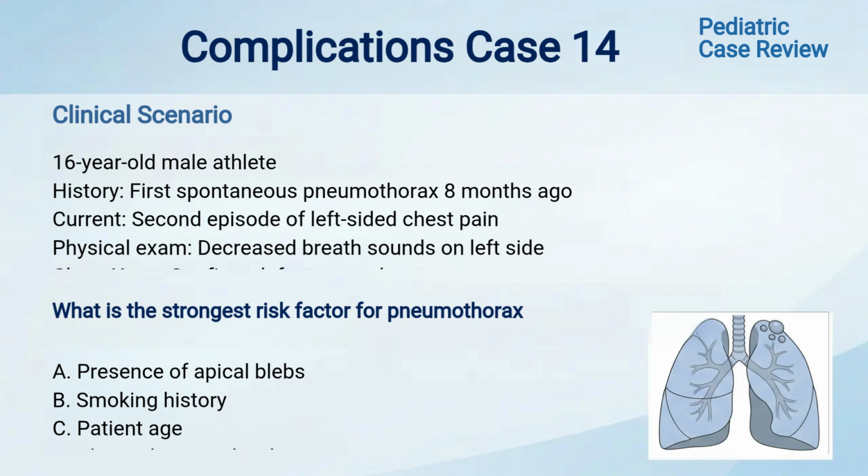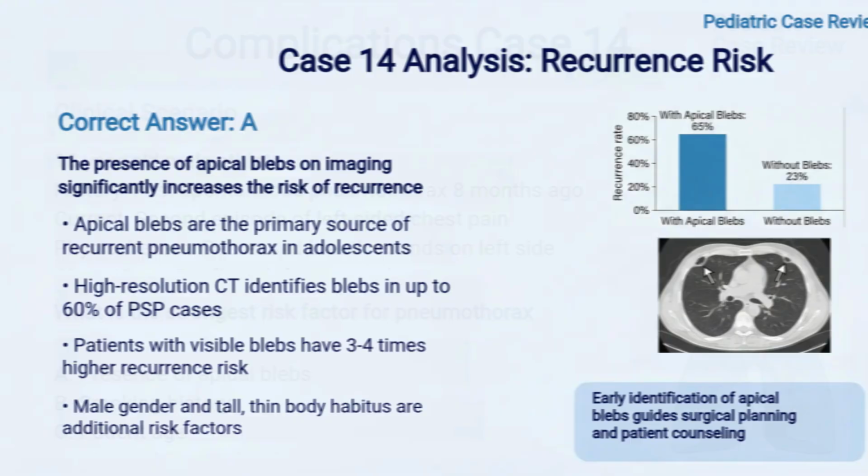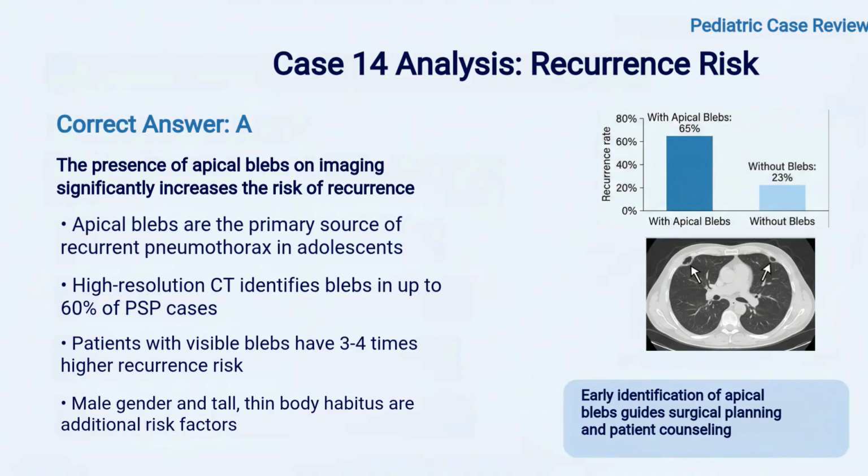Option A. Presence of apical blebs. Option B. Smoking history. Option C. Patient age. Option D. Physical activity level. The correct answer is Option A. Presence of apical blebs. Apical blebs are the primary source of recurrent pneumothorax in adolescents.